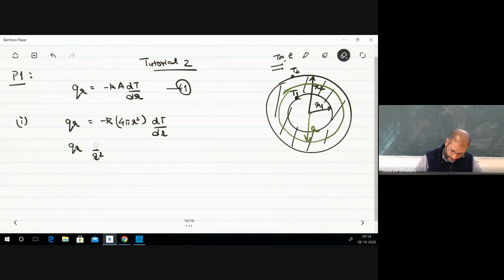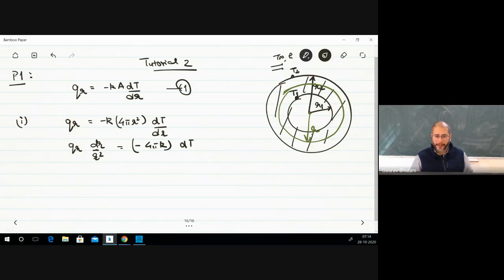dr by r squared. On the right hand side, I keep minus 4 pi K, and then you have dT. Now I have to integrate. 4 pi and K are all constants. And I also know that Qr is a constant. The reason being that, like in the cylindrical case, whatever heat flows out from the inner radius is what flows out to any arbitrary radius, and that is what flows out to the outer radius. There's no generation here, so Qr does not change with r.